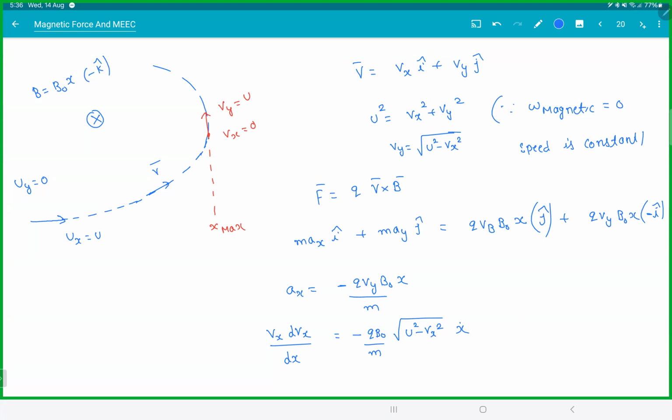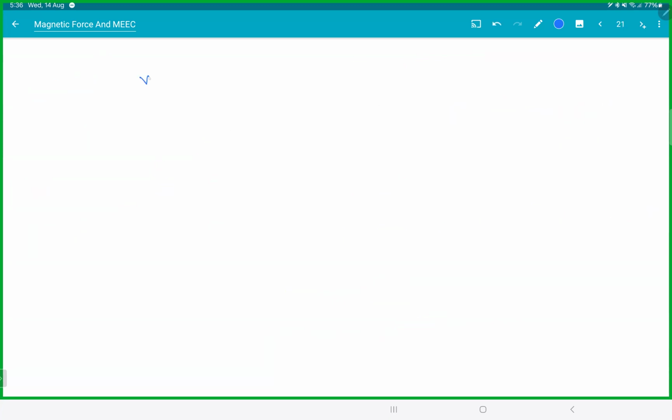So I'm getting everything in terms of Vx and x. Initially Vx is u and finally it is 0, and the x coordinate will be 0 to x max. The point when it is taking a turn, Vx is 0. So that would be Vx dVx over root over u square minus Vx square is equal to minus qB naught by m times x dx. Integral, this will go from 0 to x max, and initially Vx is u to 0.